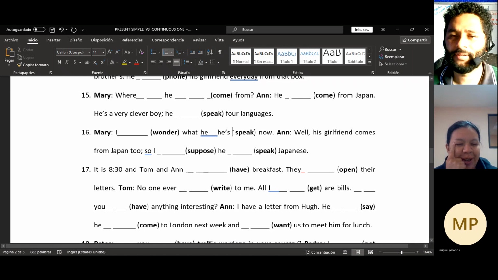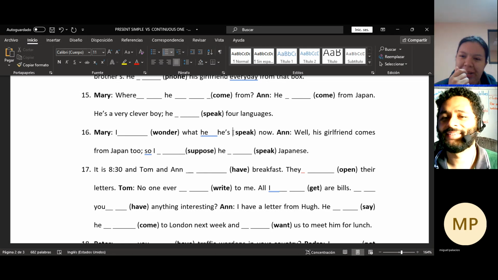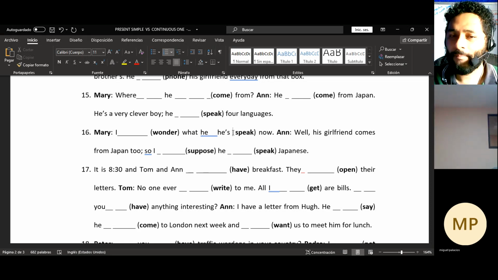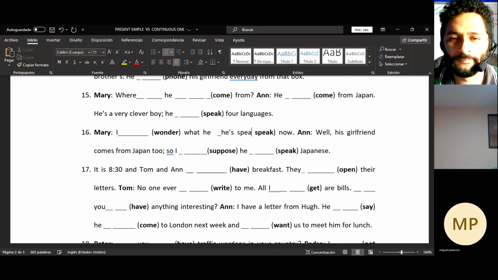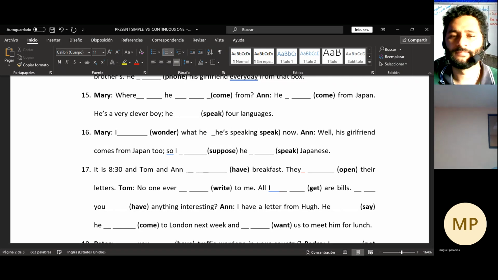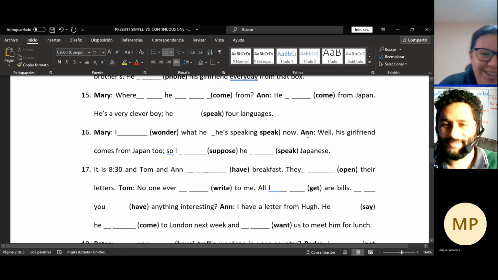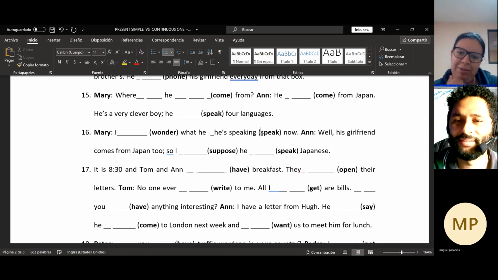Let me go for my glasses because I see very well up close, but the light of the computer hurts my eyes. Don't worry, it's fine. Yeah, I'm better. Sorry. It's only for the light.